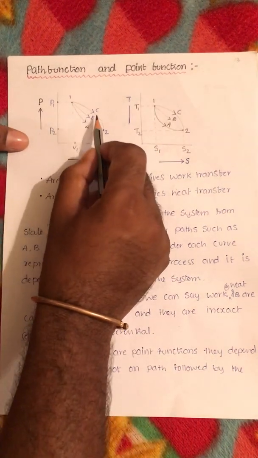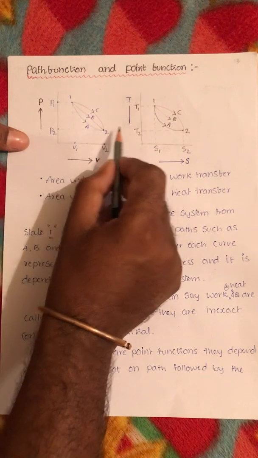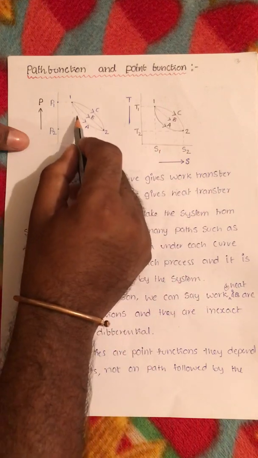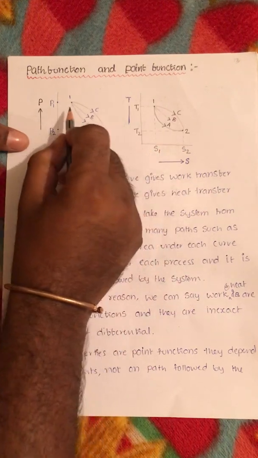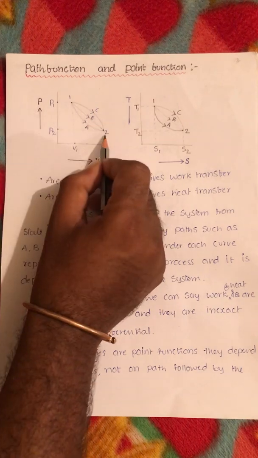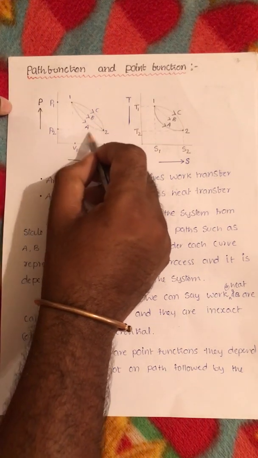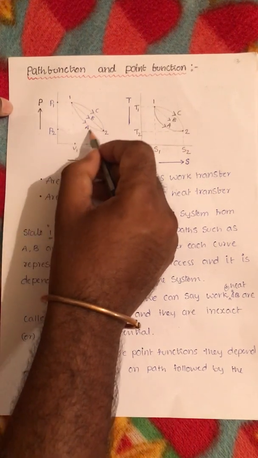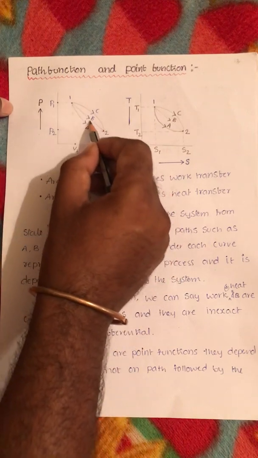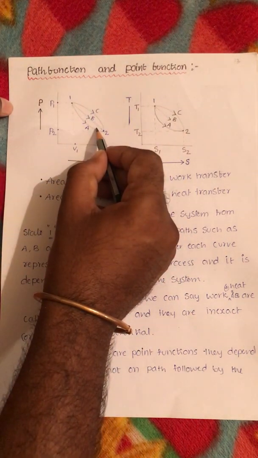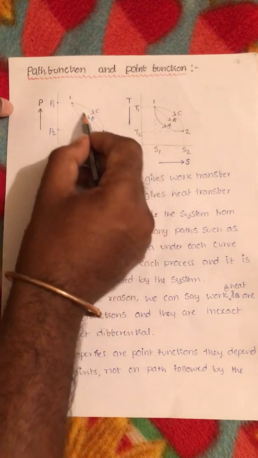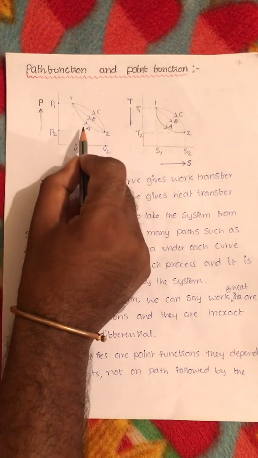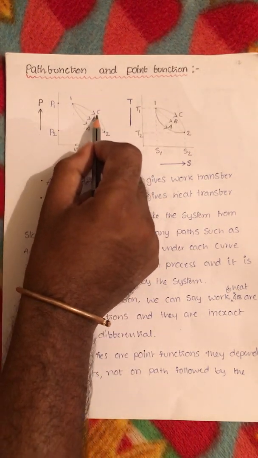I represented paths A, B, C, but the initial and final points are the same, which I indicated on the PV as well as the TS plot. Now, the area under each curve is different, but the system is moving from state point 1 to state point 2. The area under each curve represents work transfer in that process. If I consider path A, the work transfer is this much. If I consider path B, this much is also included, so the area increased. If I consider path C, this area is also included. That means the work transfer is not depending upon the endpoints. It depends on the path followed by the system.